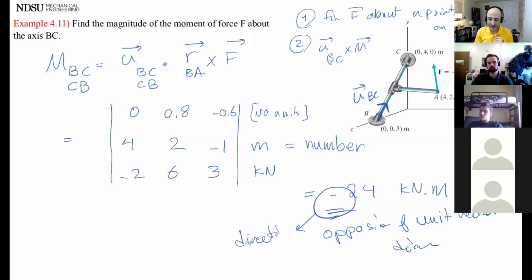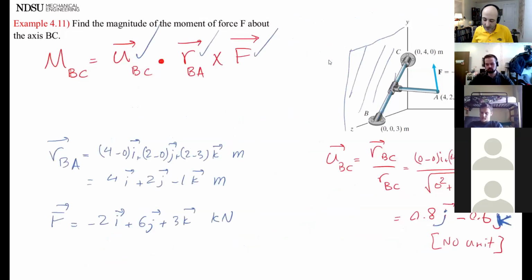Although it's a scalar, because moment is always a vector, it's really hard to get rid of the direction part of it. So the direction is always there. Sometimes we don't see it. If we got a 0.24, the direction is still there. You just don't see it. So although you find a scalar, because it's a moment quantity, it is always a vector.